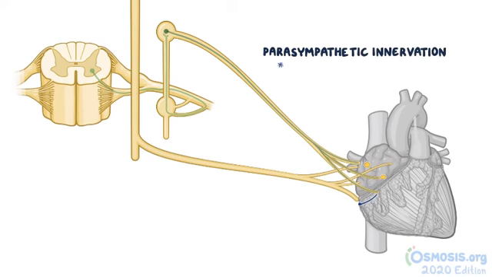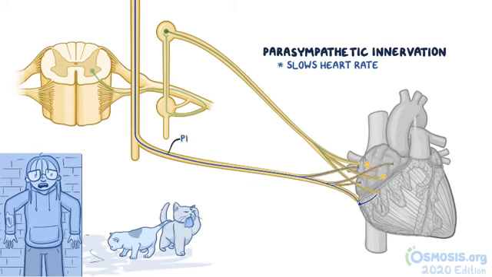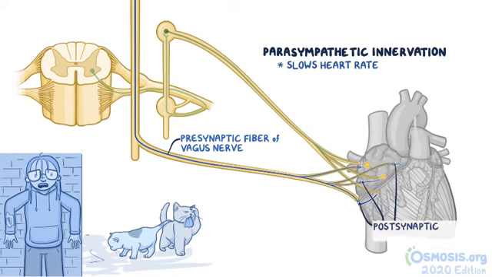Parasympathetic innervation, which slows the heart rate and kicks in after you've escaped all those kittens, derives from presynaptic fibers of the vagus nerves. Postsynaptic parasympathetic cell bodies are located in the atrial wall and the intraatrial septum near the SA and AV nodes and along the coronary arteries.